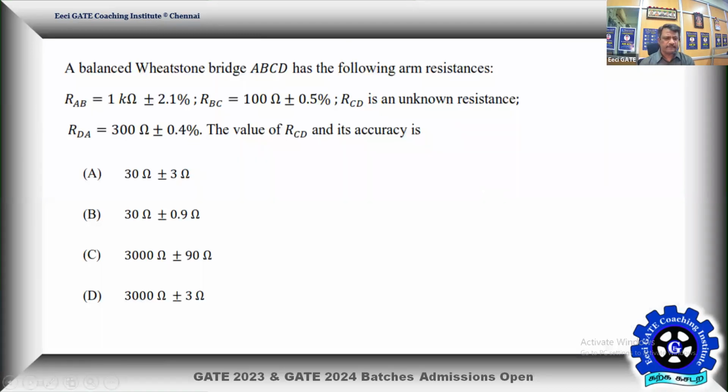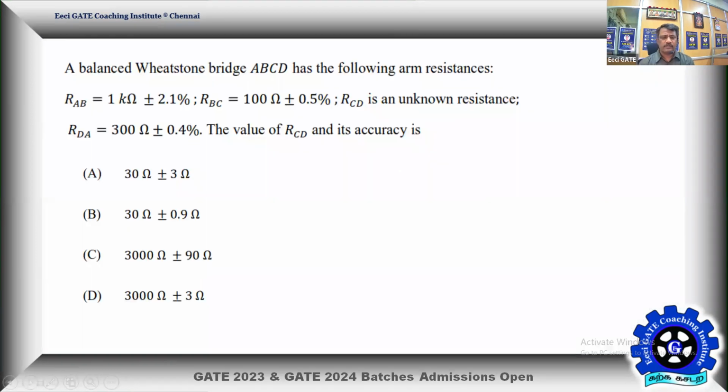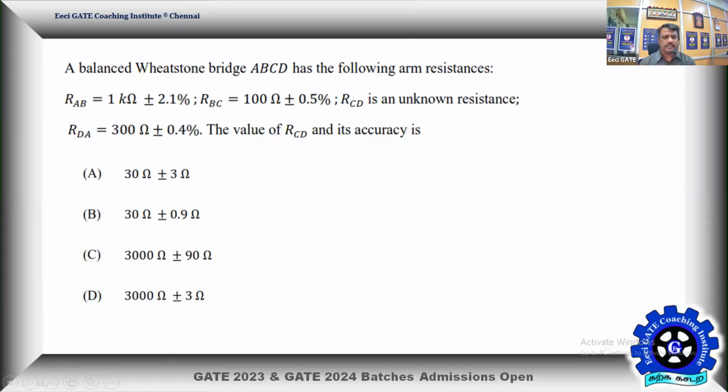Then RBC, B to C, is 100 ohm. So B to C, I'll connect the next resistor. I'll call this R2. R2 is equal to 100 ohms plus or minus 0.5% tolerance. That's another practical resistor balancing the bridge.